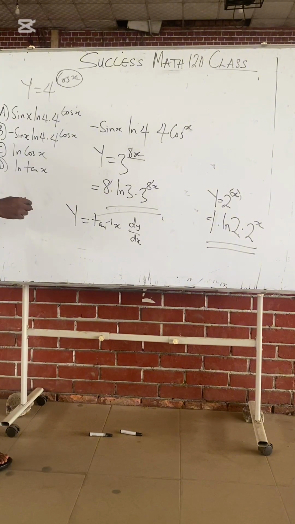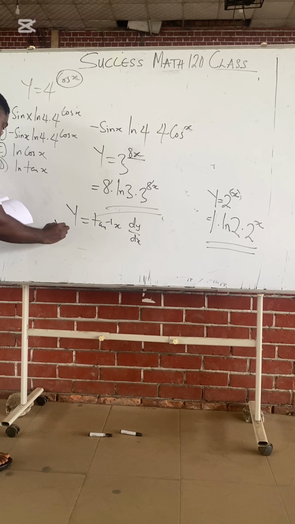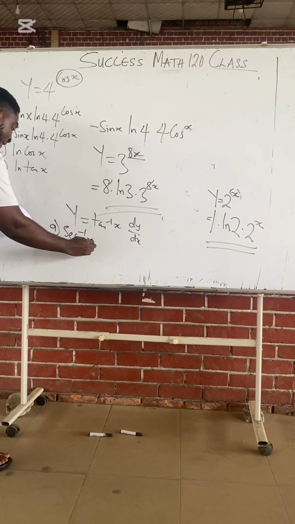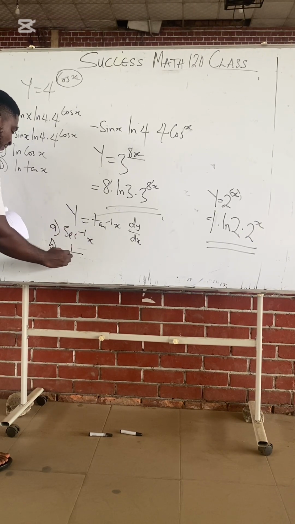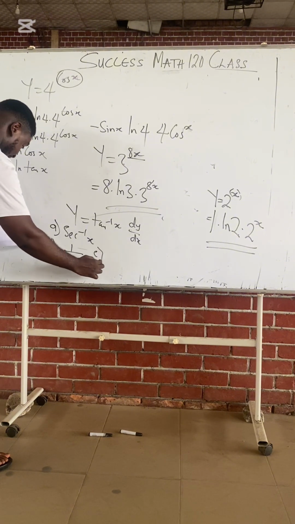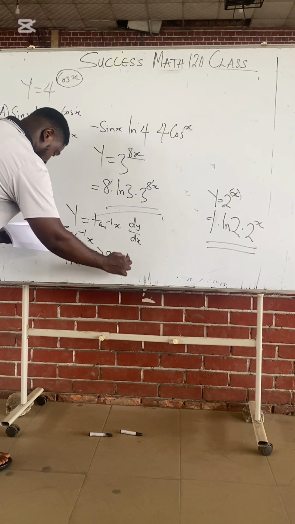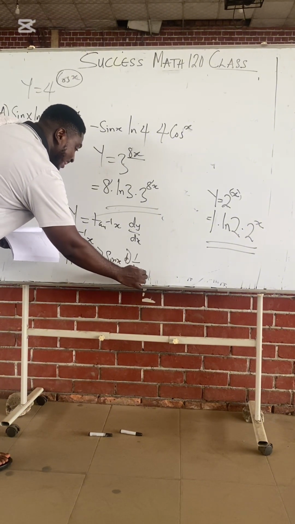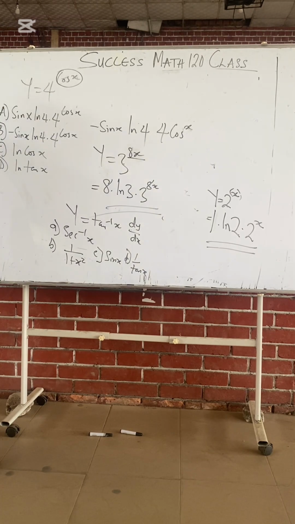Find, differentiate y equals tan inverse of x. Option A. Class, when you hear the option, let me know. Sec inverse of x. Option B, 1 over 1 plus x squared. Option C, sine x. Option D, 1 over tan x. What's the answer? B, right? 1 all over 1 plus x squared.